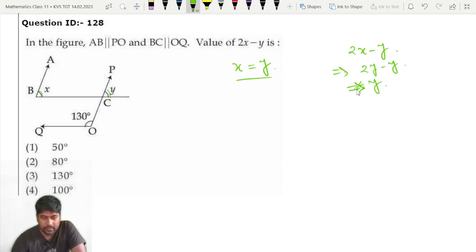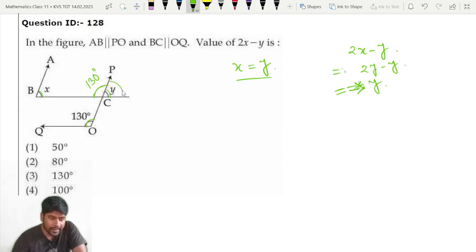Okay, not implies that, just put equals to. 2y minus y, that is equal to y. So we have to find basically the value of y. So now again see, QO is parallel to BC. Okay, QO is parallel to BC. So this angle and this angle are corresponding angles. So these two angles will be equal. So this is 130. So it will also be 130.